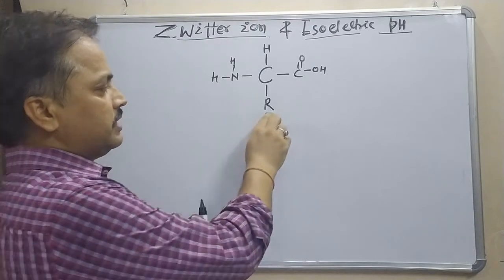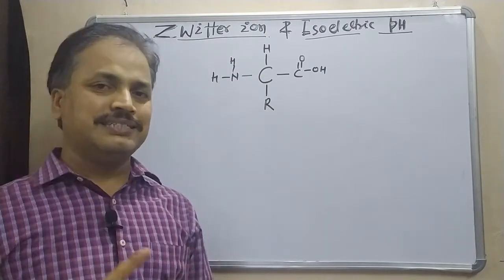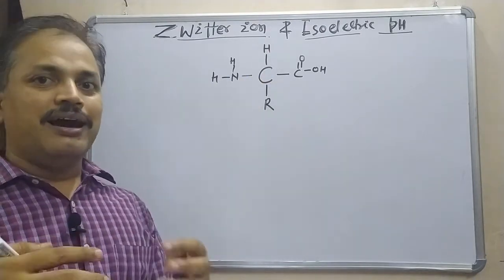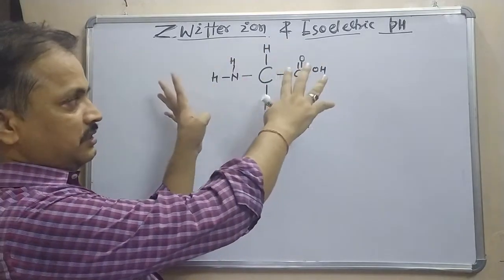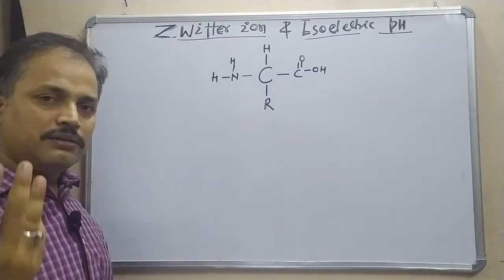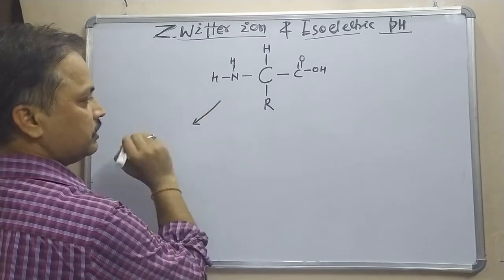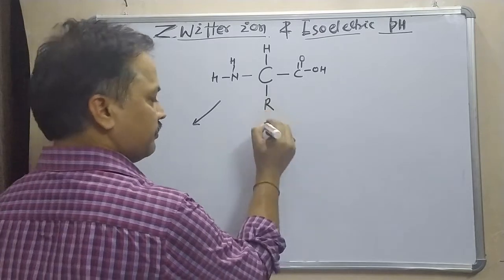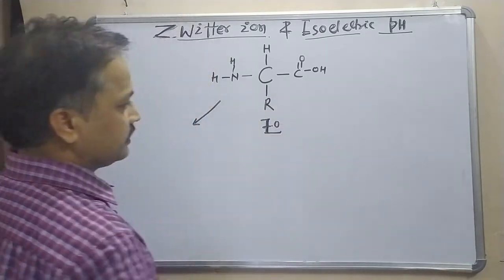This is the basic structure of an amino acid, but normally an amino acid does not exist in this form. Amino acids normally exist in ionized form, and we are going to see that too. This is the normal structure of amino acids at the normal pH. Think of this as pH 7.